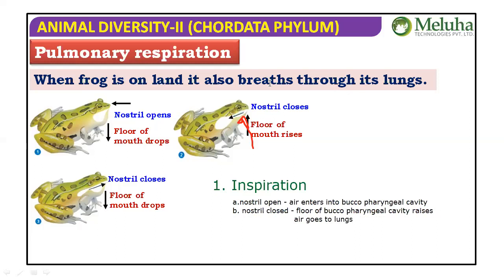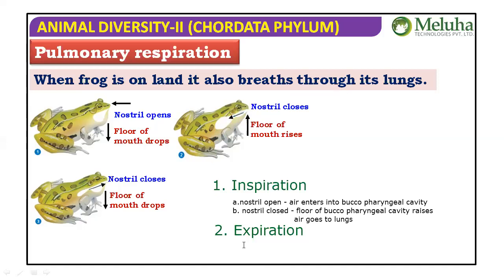Next, what about expiration? Now let's talk about expiration. When air enters the lungs, oxygen will be taken in, and carbon dioxide will be given back. Whatever is happening in the lungs, oxygen will be collected and carbon dioxide will be released. Now the question here is, how does the air come out? That is incomplete information given in the textbook.